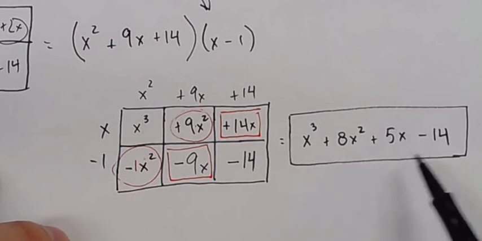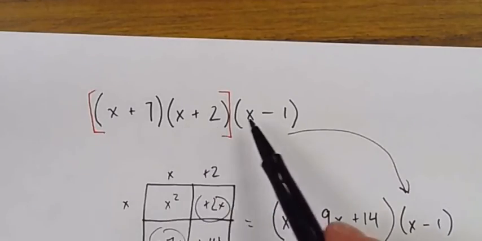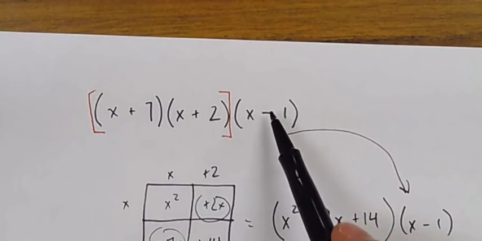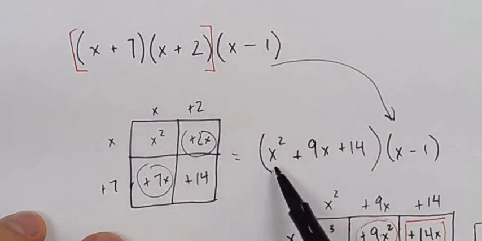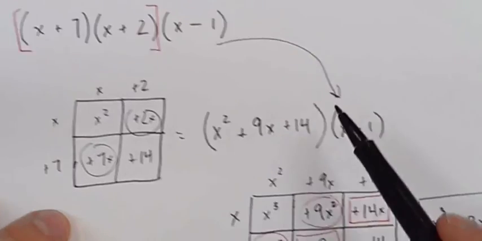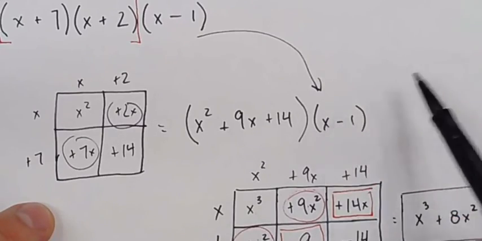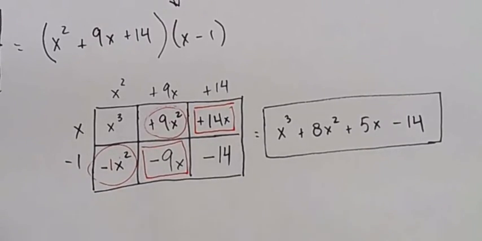So when you get a problem like this, where you have 3 groups that you're multiplying, just break it up, and then you'll get an answer for the first group, and then multiply by the remaining binomial, and then you'll just use the box method one.